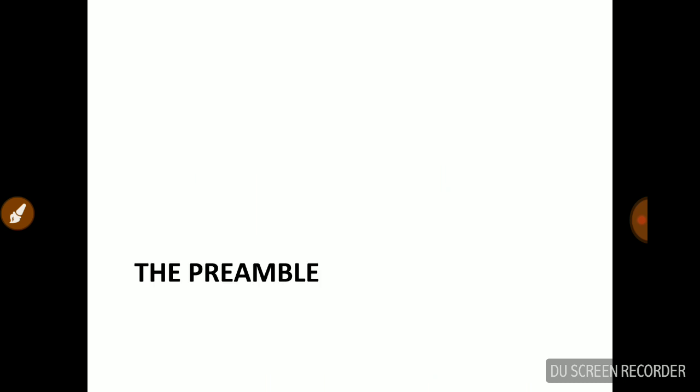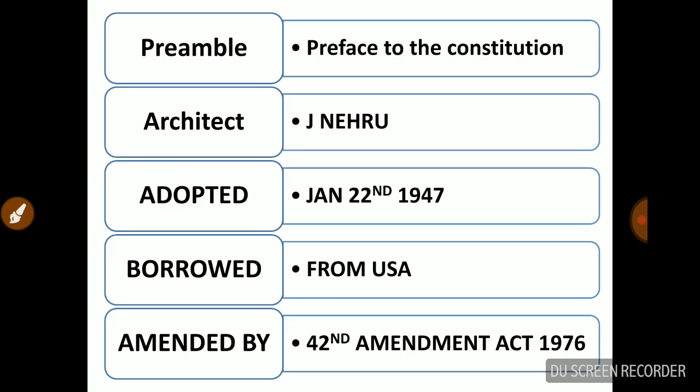Now we have some simple important points related to the preamble. Preamble is called the preface, and the architect of the preamble is Jawaharlal Nehru, adopted on 22 January 1947, and we borrowed it from the USA. And it was amended.